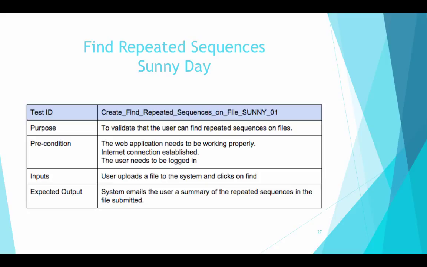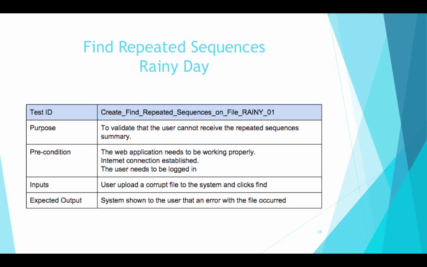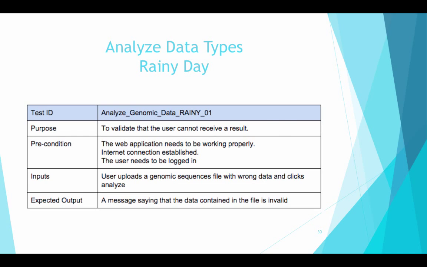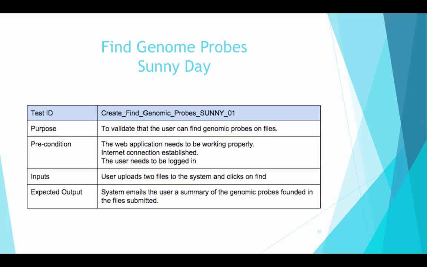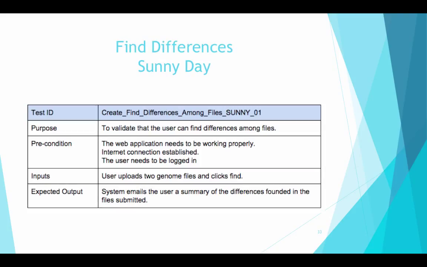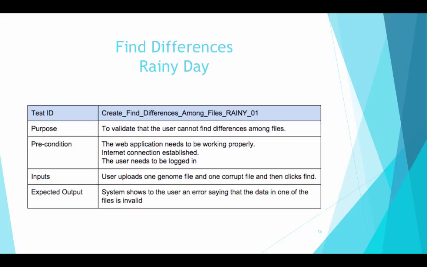Here we are presenting the validation process for each of the algorithms, one sunny day and one rainy day for each. This is the find repeated sequences sunny day and the find repeated sequences rainy day. Also, we have the analyze data types sunny day and rainy day. We have the find genome probes sunny day and the find genome probes rainy day. And finally, we have the find differences sunny day and the find differences rainy day.